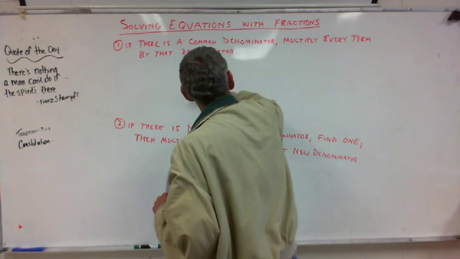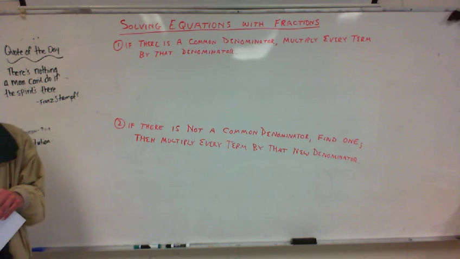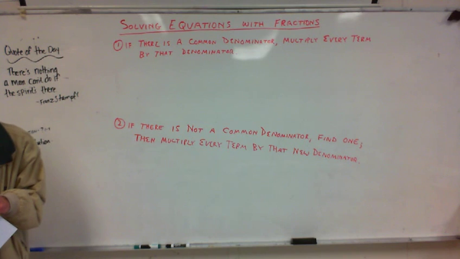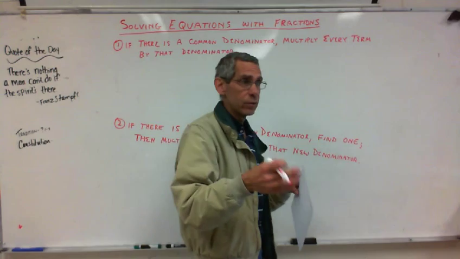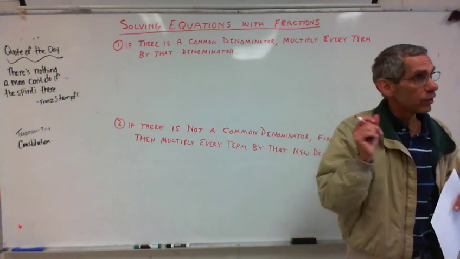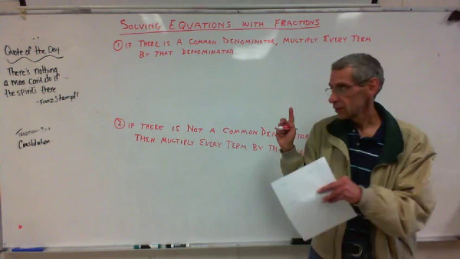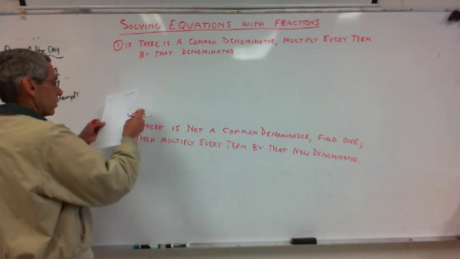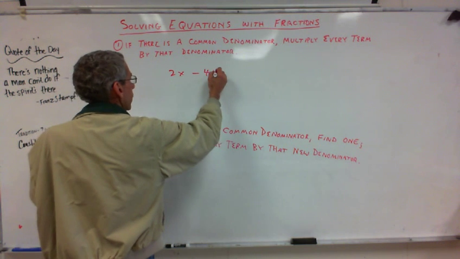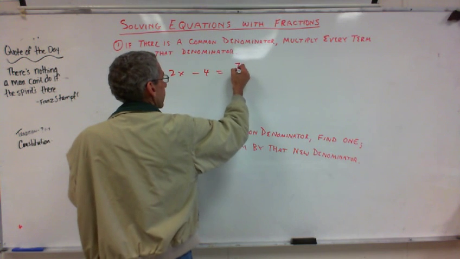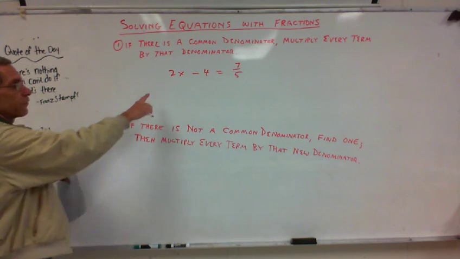The one I just did, we didn't have common denominators, but we only had one fraction. Does that make sense? We did not have to convert the whole numbers into fractions. Did you see that? Okay, I'll do one more. Like 2x minus 4 is equal to 7/5.